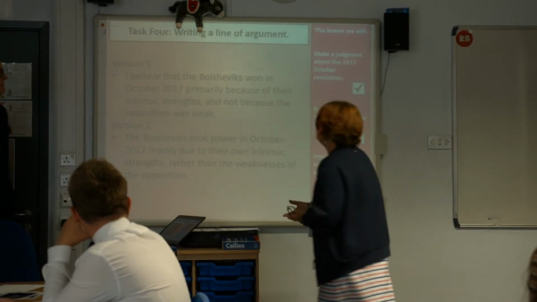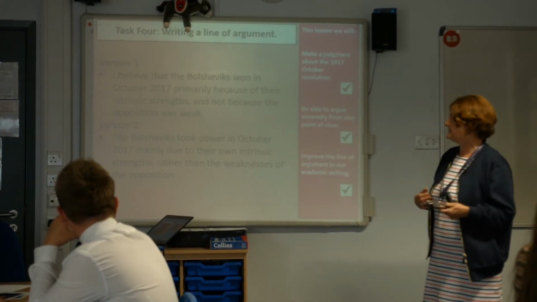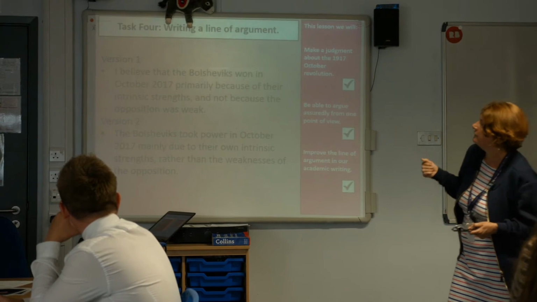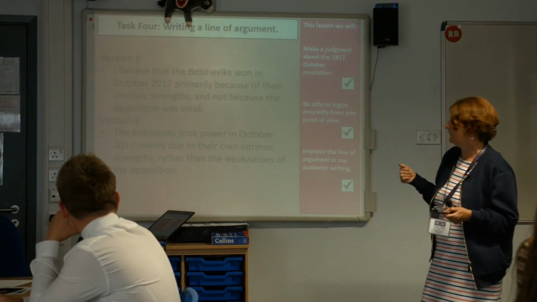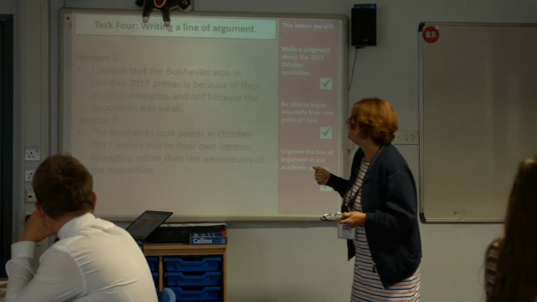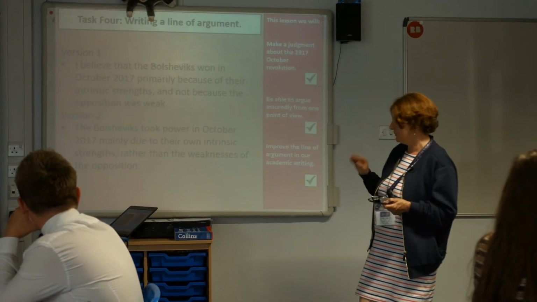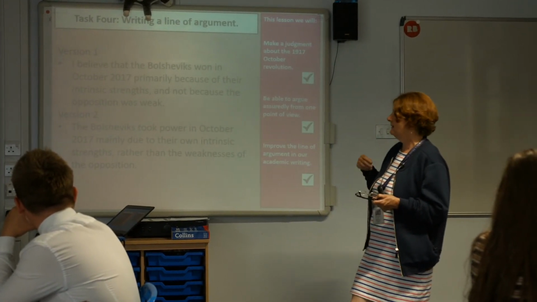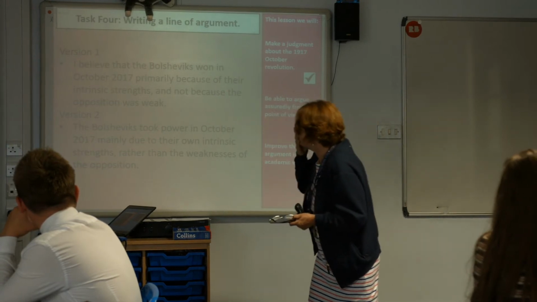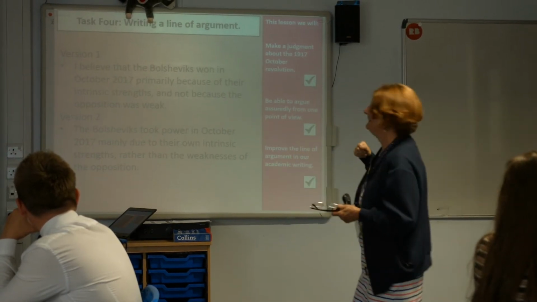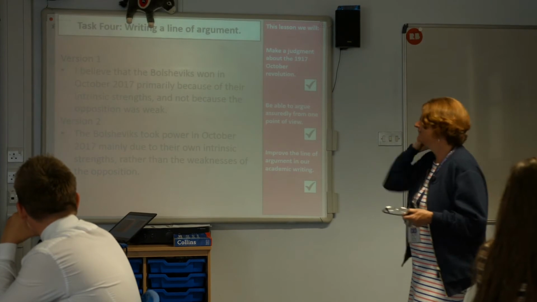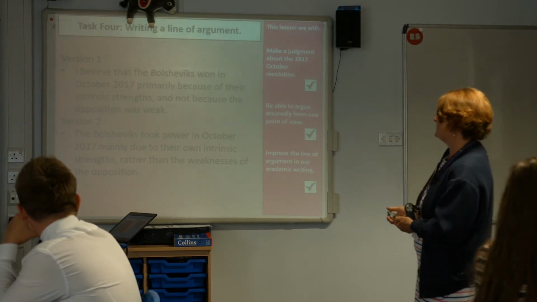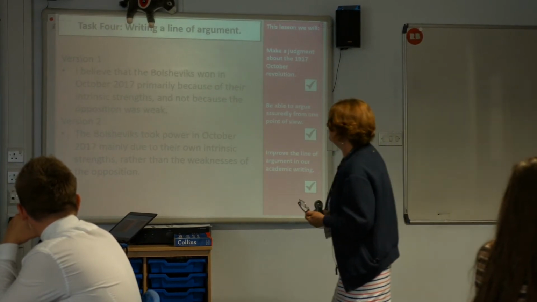These are just slight differences in expression, which I'm sure you'll notice. Version 1: I believe that the Bolsheviks won in October 1917 primarily because of their intrinsic strength and not because the opposition was weak. Or version 2: The Bolsheviks took power in October 1917 mainly due to their own intrinsic strength, rather than the weakness of the opposition. Sorry, just a century out. That's okay, you're looking into the future, 3 months into the future.